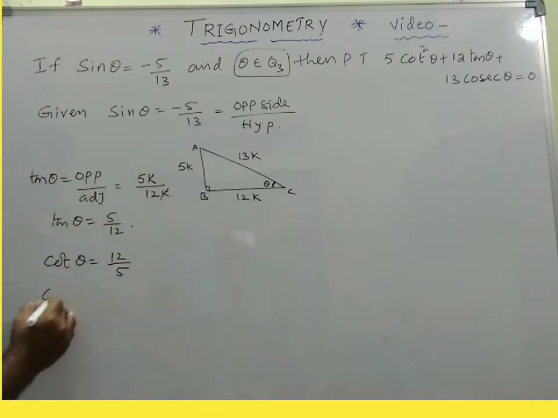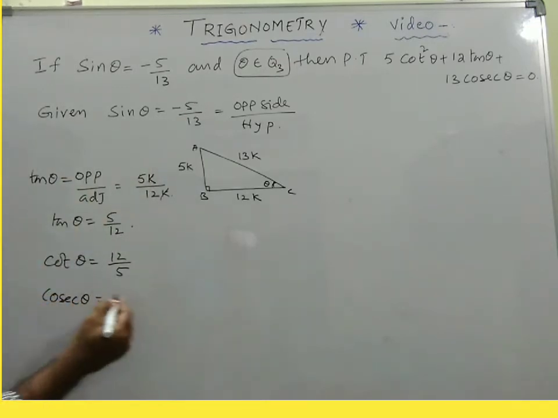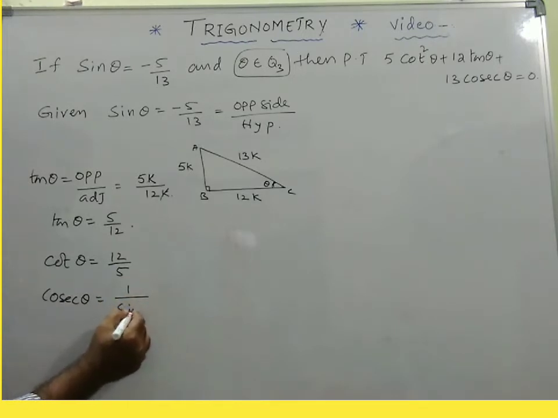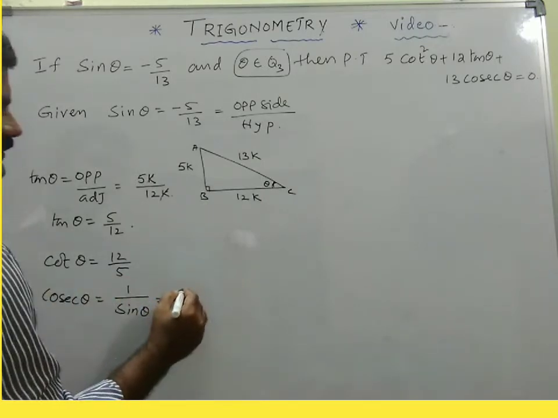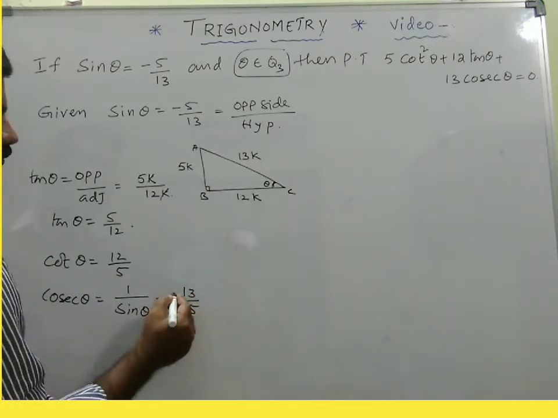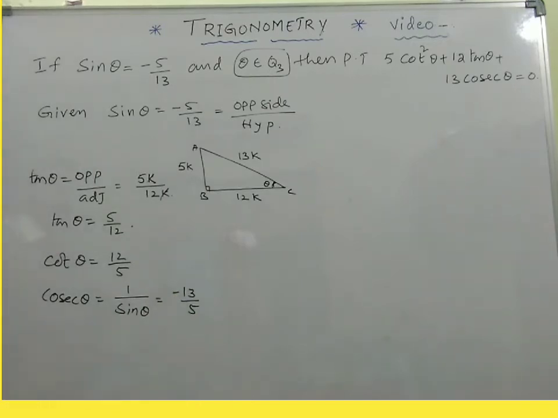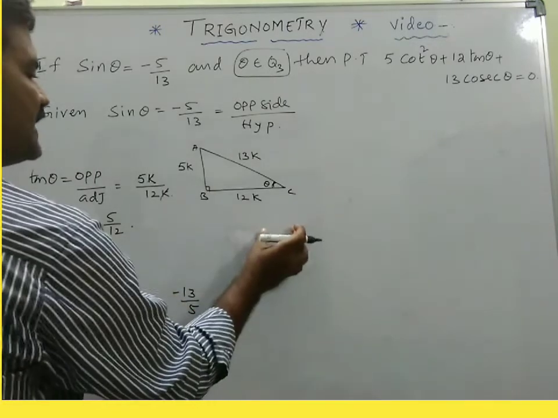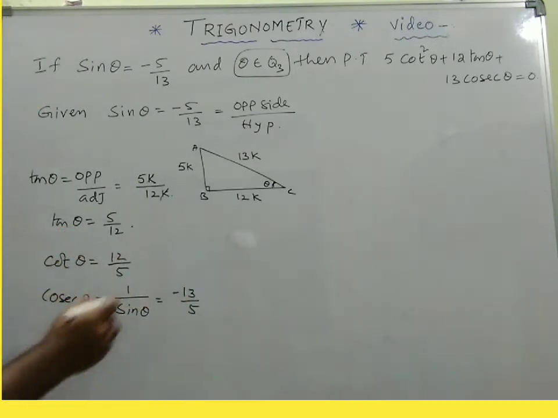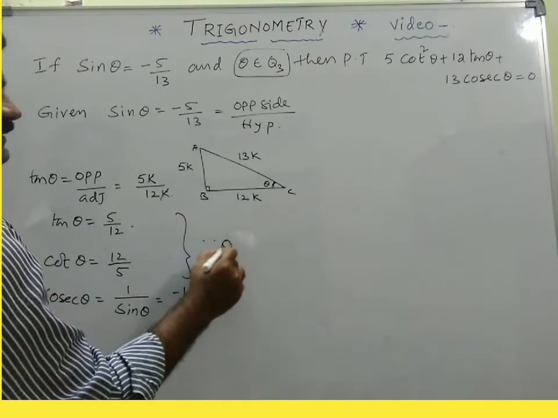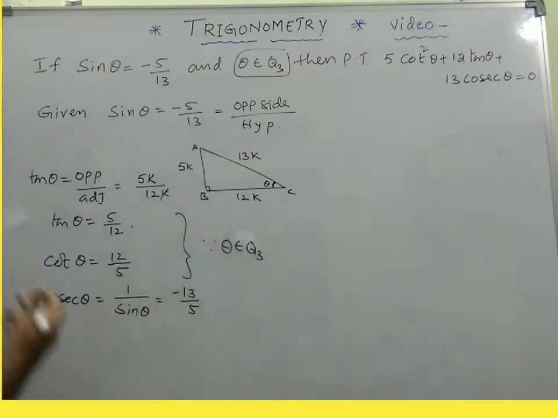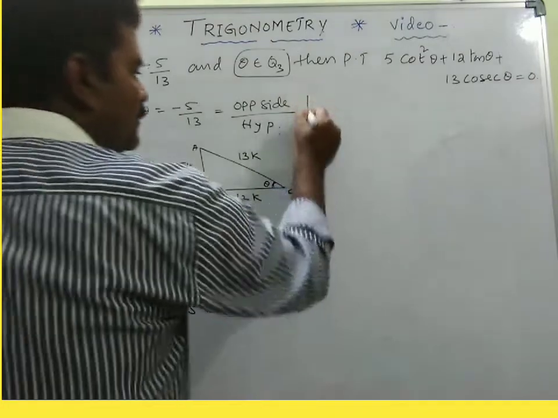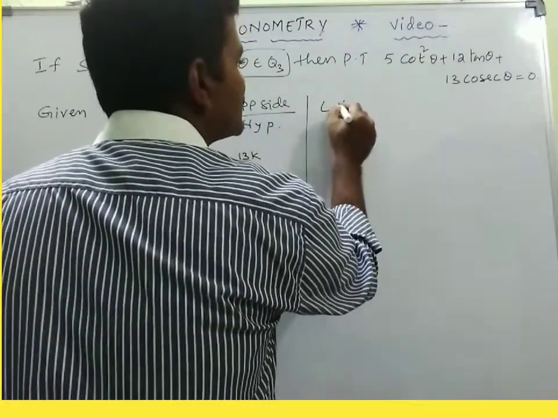And we also want cosecant theta. Cosecant theta is 1 by sin theta, or hypotenuse by opposite side, whichever it may be, which equals 13 by 5, and the sign is negative, because of the All Silver Tea Cups rule: T stands for tan, and tan and cot are only positive in quadrant 3, because theta belongs to quadrant 3. Rest of them are negative, but here I want just cosecant theta. So now let us substitute in the LHS.